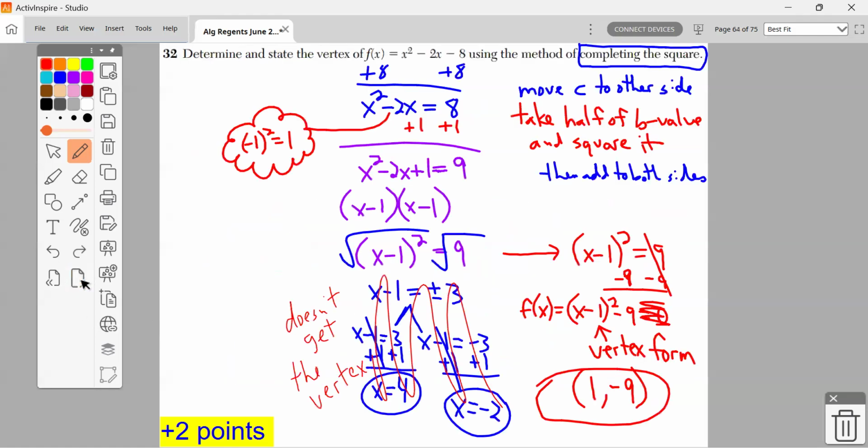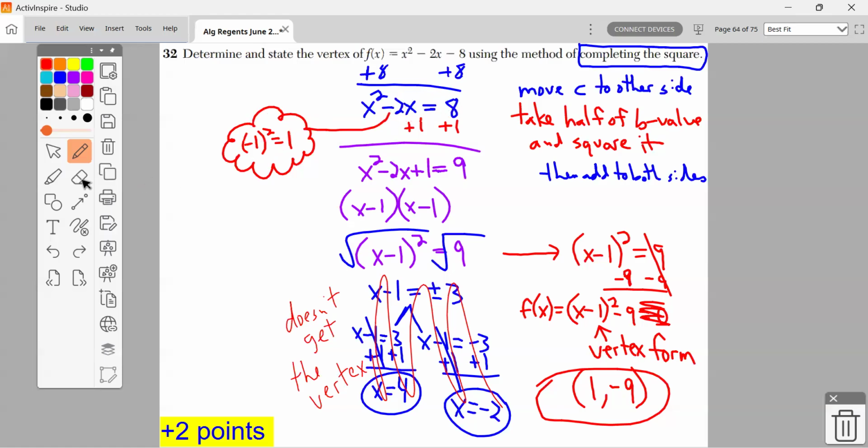In question number 32, determine and state the vertex using the method of completing the square. You have to use completing the square here. Our first thing is to add 8 to both sides. So we want to do that. And this one's a little bit weird because it's sort of written backwards than normal. Normally we have an equals 0 or something like that. So add 8 to both sides, which is fine. I switched it around so it looks more like normal.